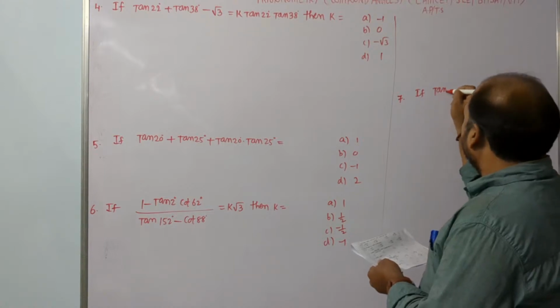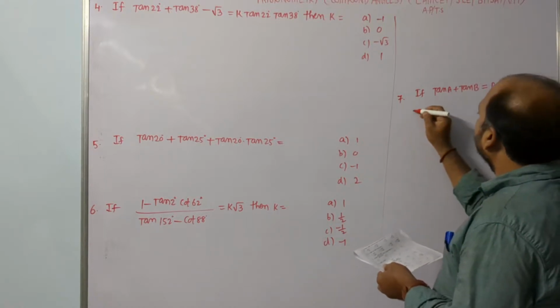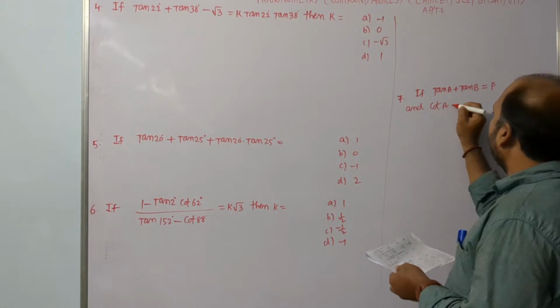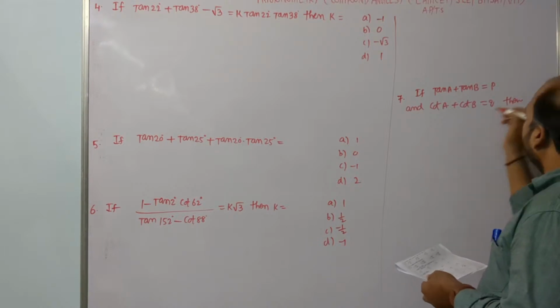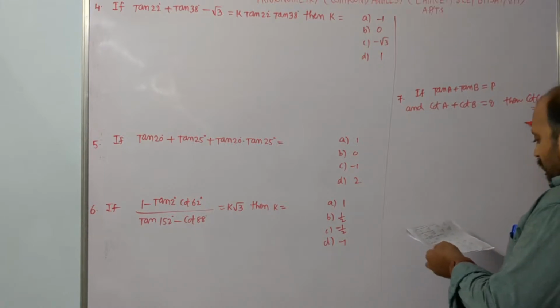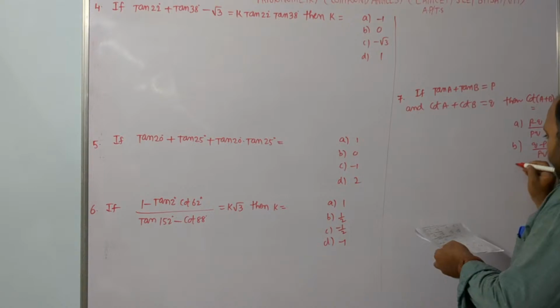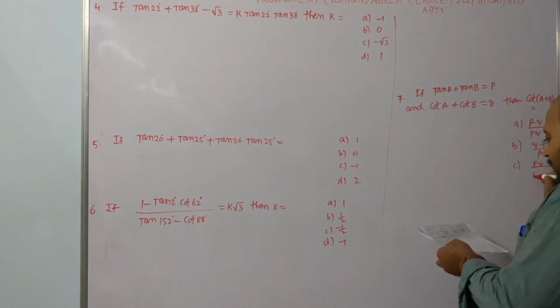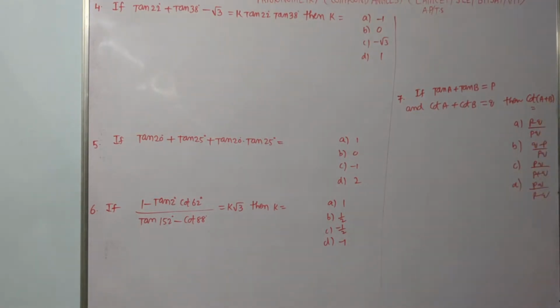If tan A plus tan B is equal to P, and cot A plus cot B is equal to Q, then cot of A plus B is equal to, options: P minus Q divided by PQ, Q minus P by PQ, PQ divided by P plus Q, PQ divided by P minus Q. So, in what way will we get it?